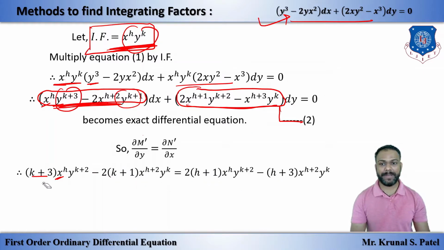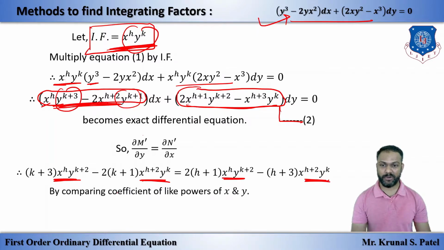Now if we compare both sides, you can see x raised to h, y raised to k plus 2 on both. It will come compulsorily, in any example that matches this method. Similarly, x raised to h plus 2, y raised to k on both. So we'll compare the coefficients of like powers of x and y. So we have k plus 3 is equal to 2h plus 2. So we have this equation: 2h minus k is equal to 1.